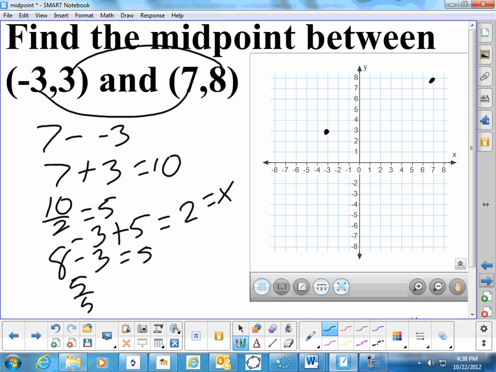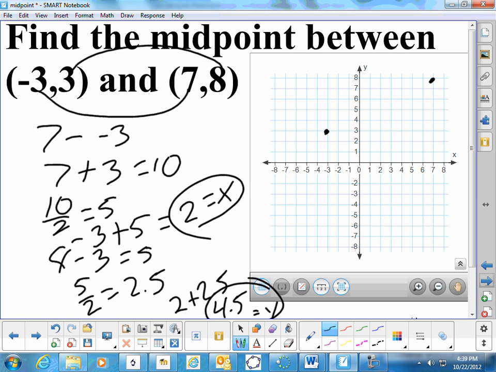Half of 5 is 2.5. So the distance between 3 and 8 is 5. Halfway is 2.5. So if I start at 3 and go 2.5 towards 8, that gets me to 4.5. So that's my y. Over 2, up 4.5.